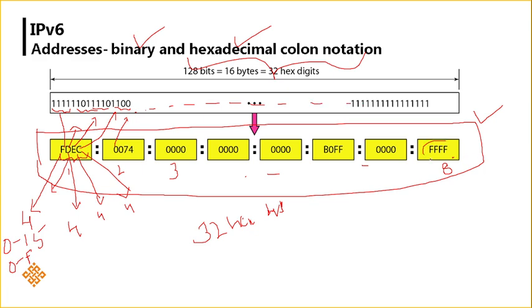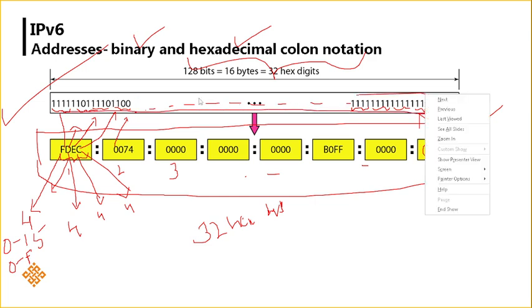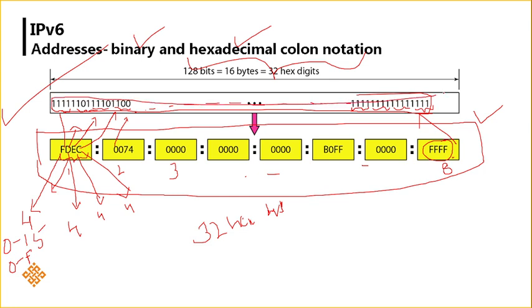And the last block you can see, we have FFFF. All will be ones. First F, second F, third F, fourth F. This is your block. So in this way, and please remember, don't put any colon after each block. Continuously you need to write. This is how you need to represent in the form of binary. Hope you understood. This is binary form. This is hexadecimal colon notation form.